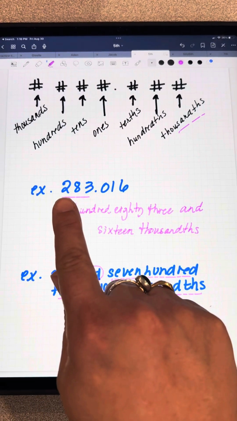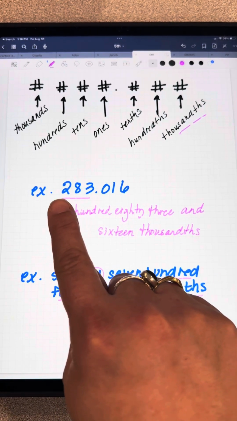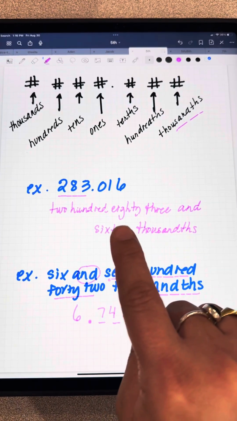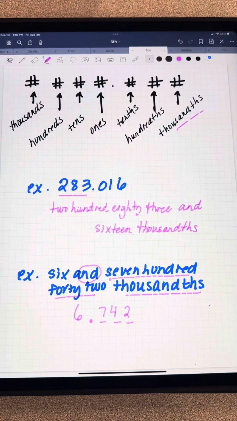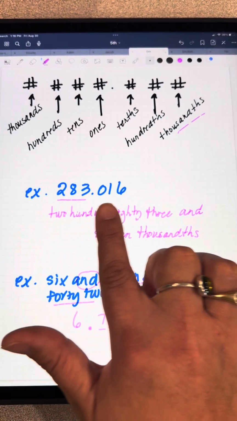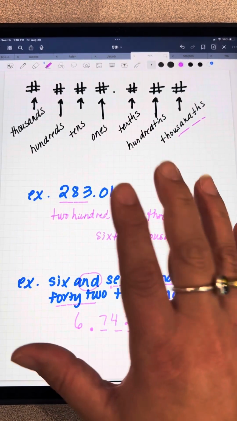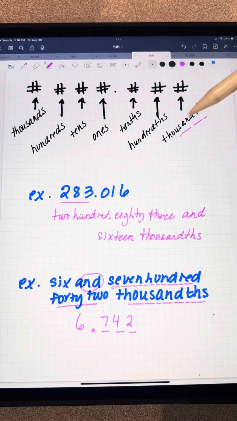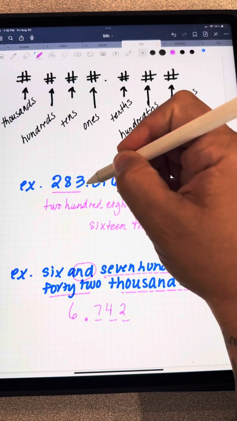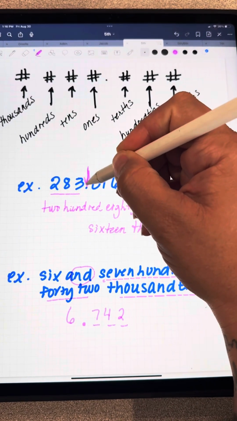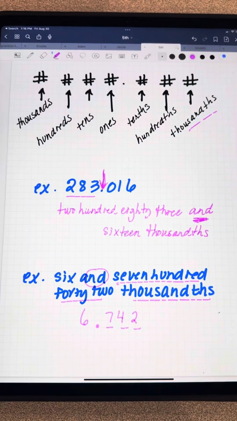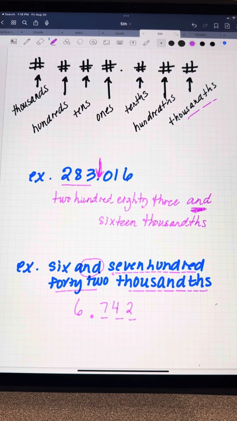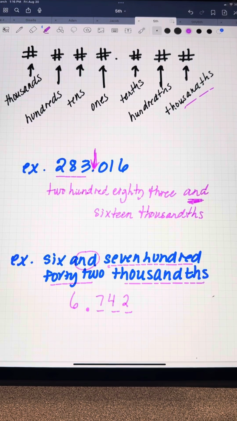If we take a number that we have to expand out into word form, the first thing you should do is probably just read it. 283 is the simplest part. And then how do we do the rest? Well, the biggest tip I have is that this right here, our decimal, is "and" in word form. That helps us kind of transition to the other side of the number.